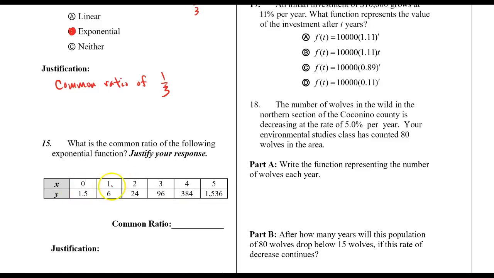15. What's the common ratio for the following exponential function? Consecutive inputs 0 through 5. My y values are 1.5, 6, 24, 96. So remember, we find the common ratio by dividing any two of those, and we get a common ratio of 4, multiplying by 4 each time.